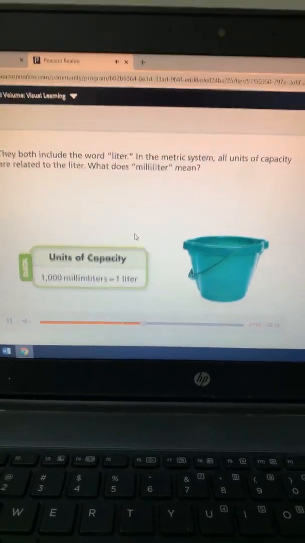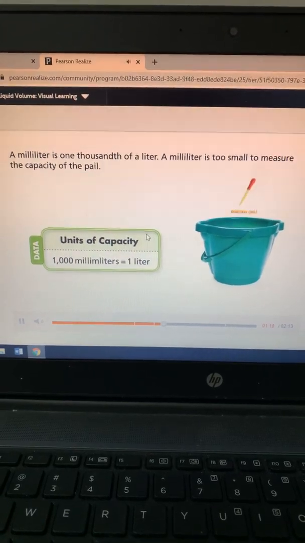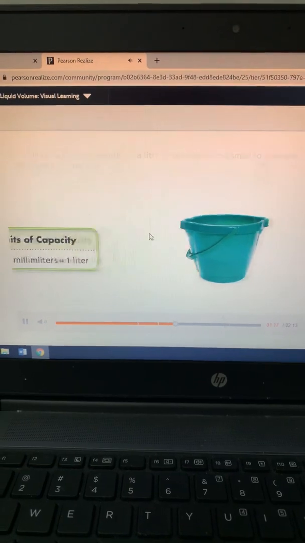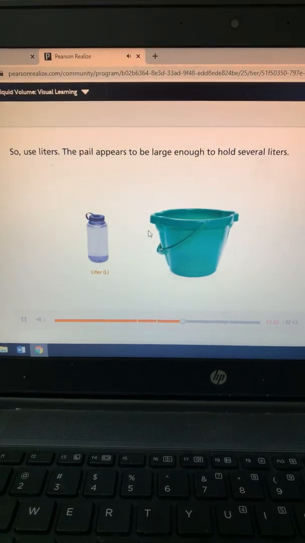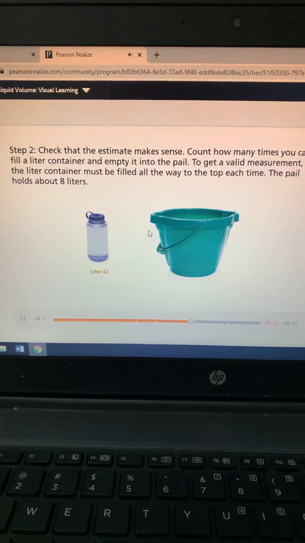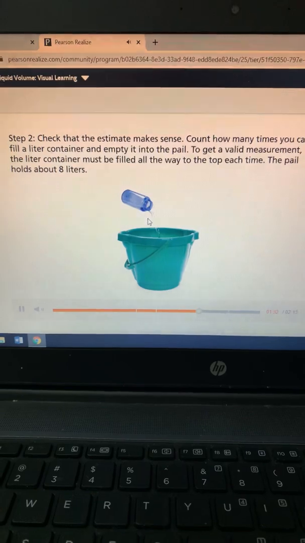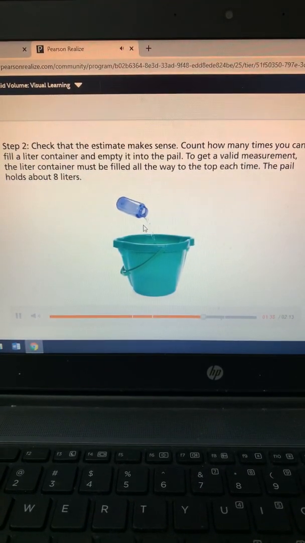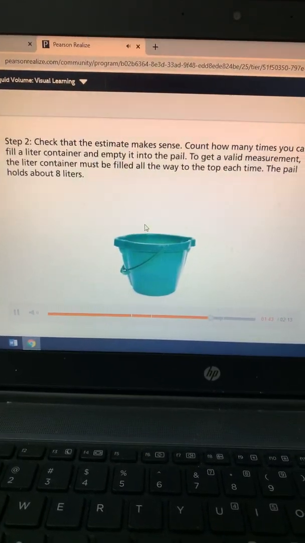1,000ths of a liter. A milliliter is 1,000th of a liter. A milliliter is too small to measure the capacity of the pail. So use liters. The pail appears to be large enough to hold several liters. Step 2. Check that the estimate makes sense. Count how many times you can fill a liter container and empty it into the pail. To get a valid measurement, the liter container must be filled all the way to the top each time. The pail holds about 8 liters.